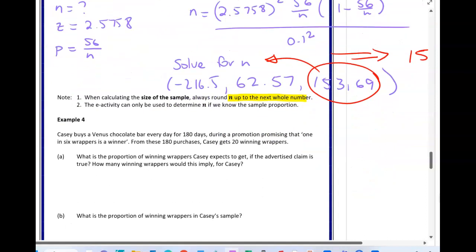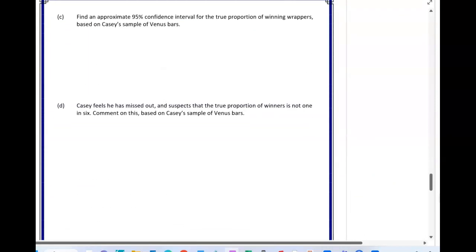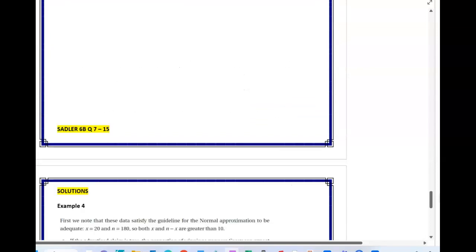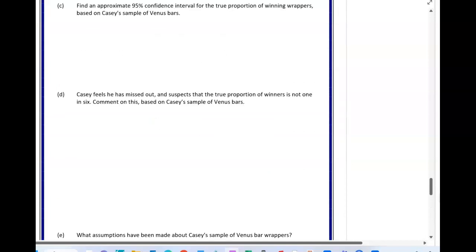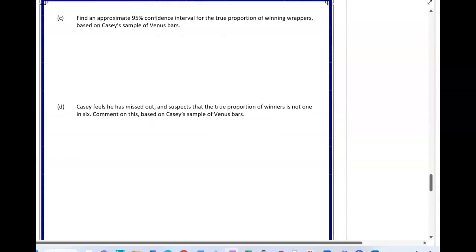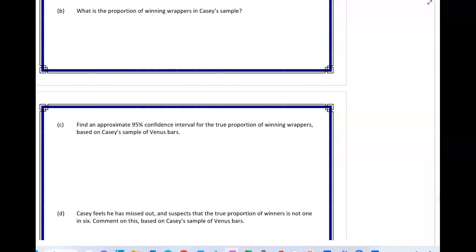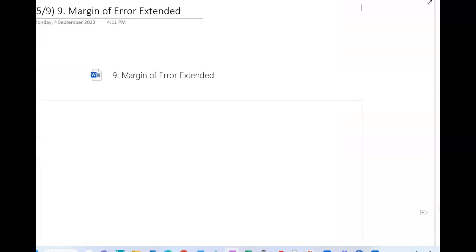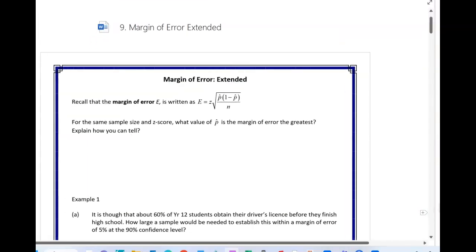Now, the next example, I'll leave you to do for homework. That is just pretty standard, and the solutions are here. So you've got them all there. It's actually quite a good one in terms of comparing what the true proportion is to a sample and thinking that someone's been ripped off. But I want to get into the next thing, which is a little bit more thought about the margin of error.